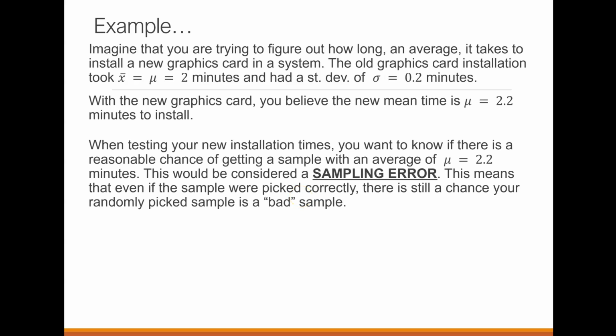When testing your new installation times, you want to know if there's a reasonable chance of getting a sample with an average of 2.2 minutes. This would be considered a sampling error. This means that even if the sample were picked correctly, there's still a chance your randomly picked sample is bad or unrepresentative. So maybe the sample of new graphic card installations you took were, by random dumb luck, slower than they should have been on average. Maybe you just got an unlucky sample that is really unrepresentative of the whole.